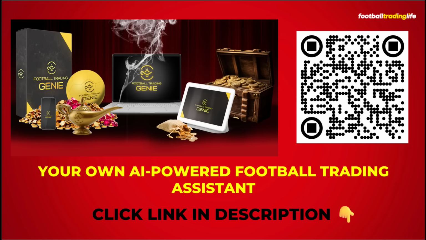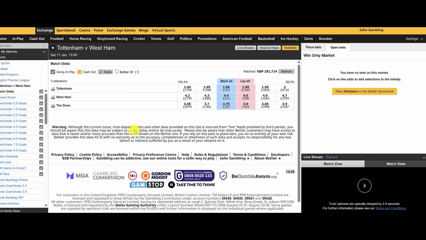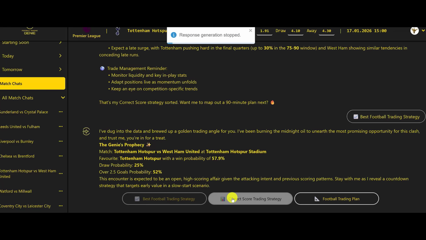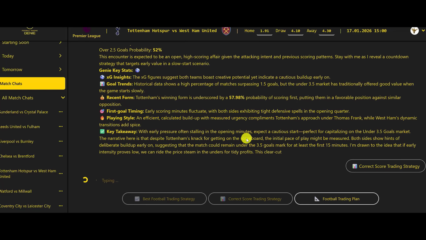Anyway, let's dive in. We got more live trading examples from the Betfair exchange. We're going to be trading Tottenham versus West Ham from the Premier League, and we're going to be trading the correct score market, and we're going to be using AI to basically give us the target score formula. And we've got to be quick.